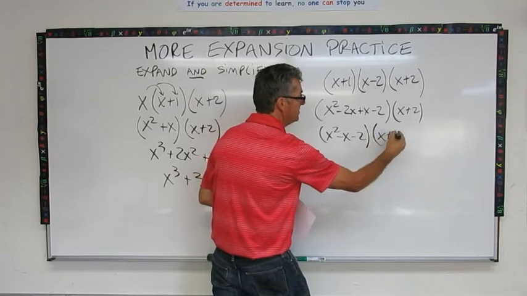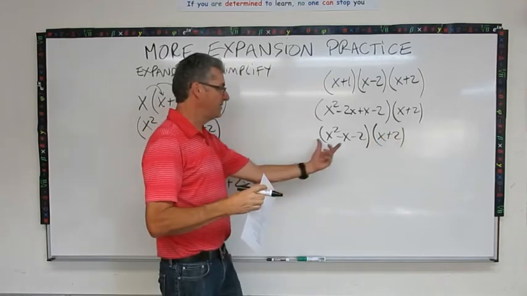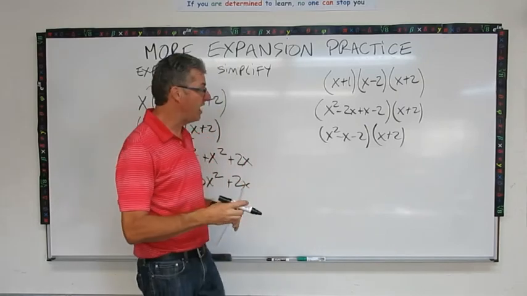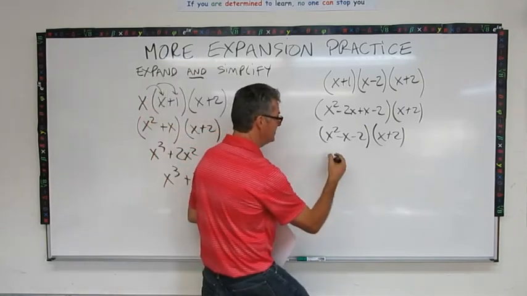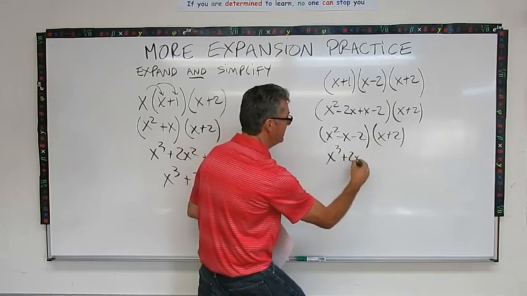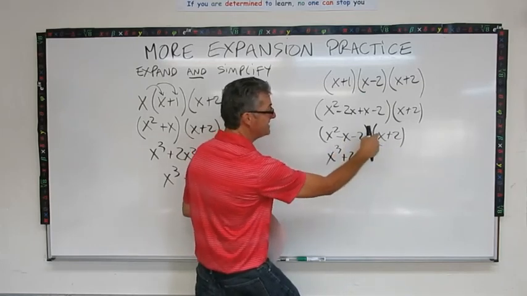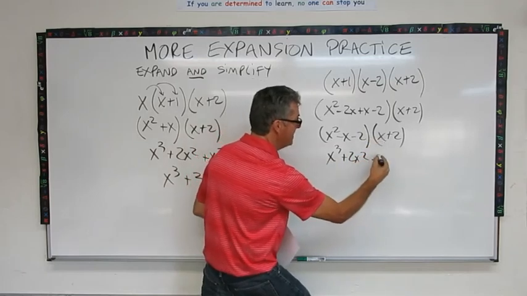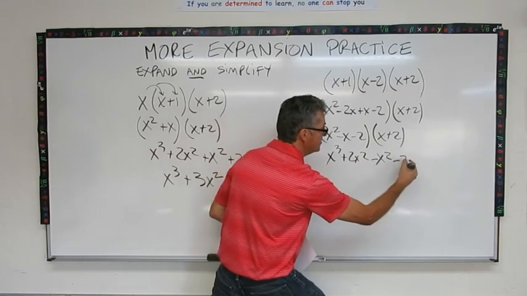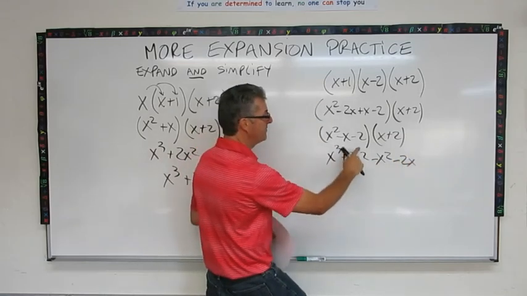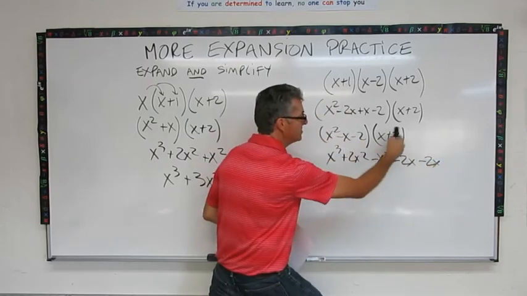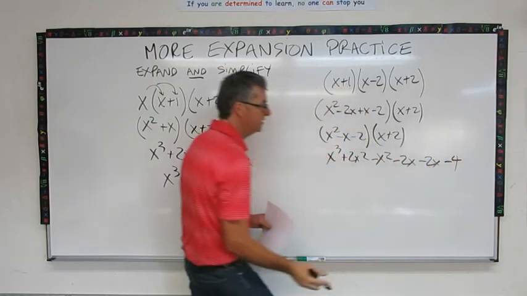times x plus 2. And now back to multiplying a trinomial times a binomial. Lots of steps, kind of picky, have to keep track. x squared times x is x to the third. x squared times 2 is plus 2x squared. Negative x times x is going to be minus x squared. Negative x times 2 is going to be minus 2x. Last one, negative 2 times x is another minus 2x, and negative 2 times 2 is minus 4.